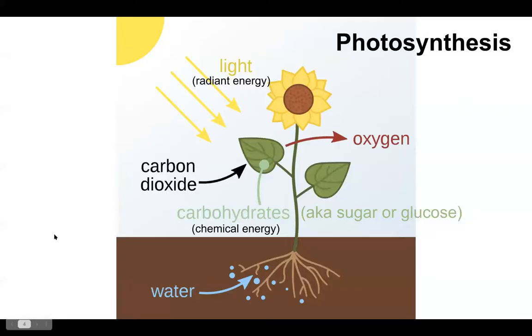So that was the global perspective. Now we're going to look at just an individual organism perspective. So there's a plant, and how photosynthesis works is the plant takes in light energy or radiant energy from the sun. It absorbs carbon dioxide from the air, takes in water through its roots, and uses those three things to produce carbohydrates, or sometimes those are called sugar or glucose.